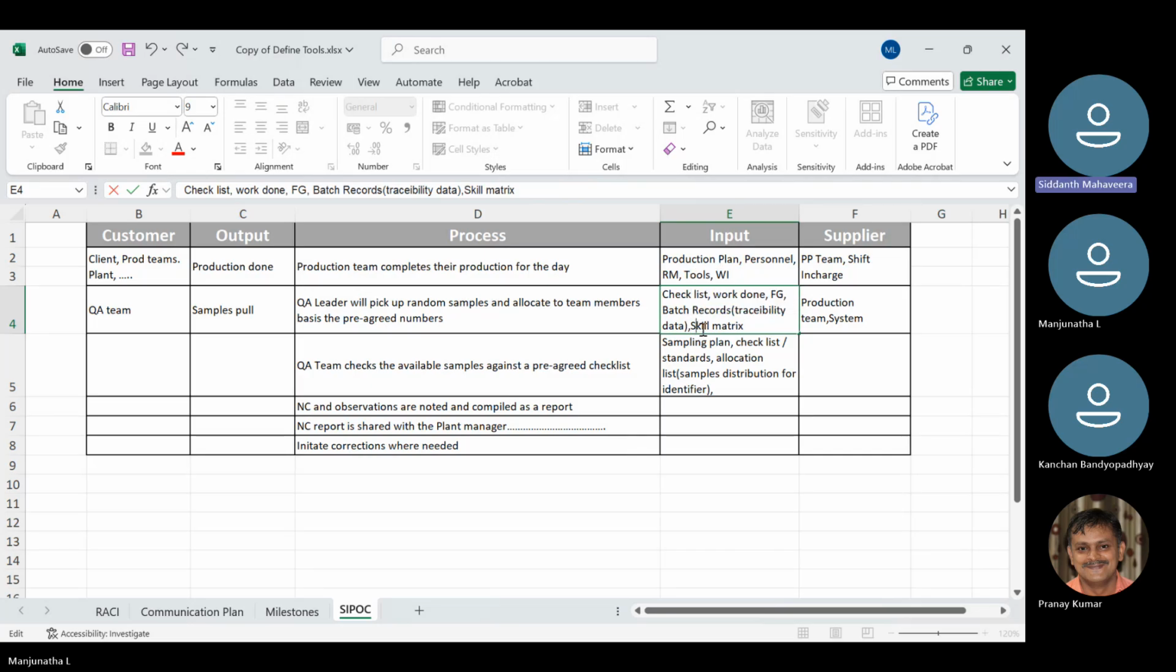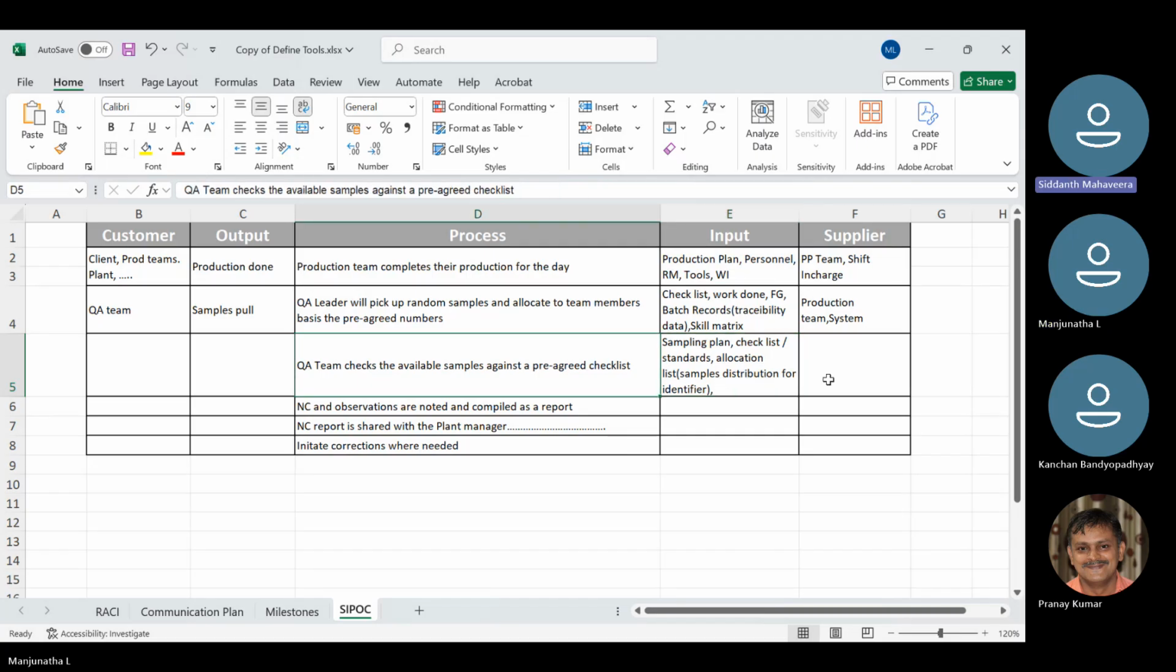We can't put it as an input. It is just background data, but we don't need to put it as an input. Okay, let's keep it, we'll discuss. Then the sample distribution identifier, the sampling plan, the standards.